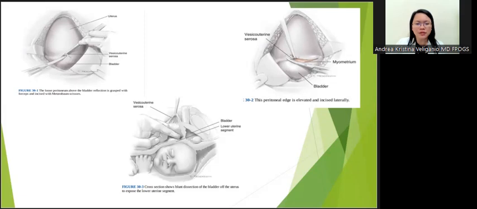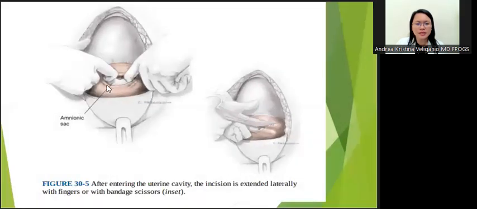Okay, so after that, you will do a uterine incision. You see here the amniotic sac visible, and you have to extend your incision sideways, but you must be using the hand for a blunt dissection, or you may use a bandage scissor, but you should be conscious. It should be away from the uterines, because if you cut through the uterines, you would be having profuse bleeding.